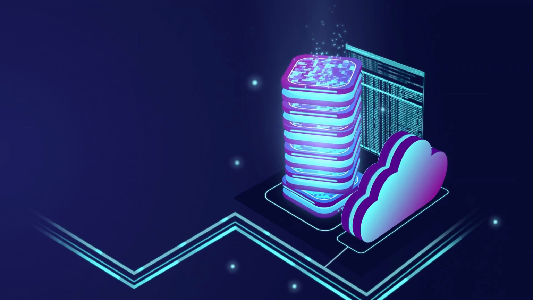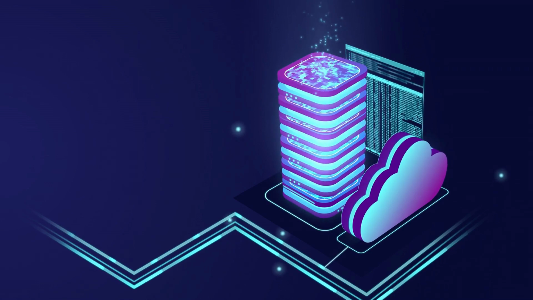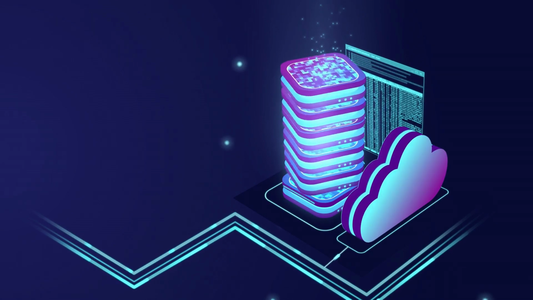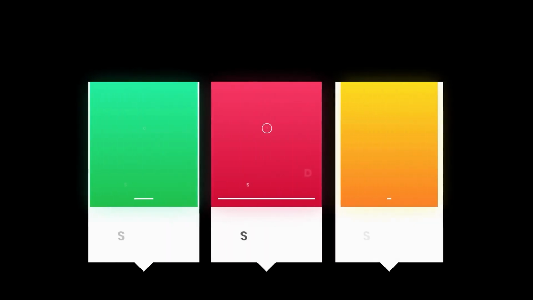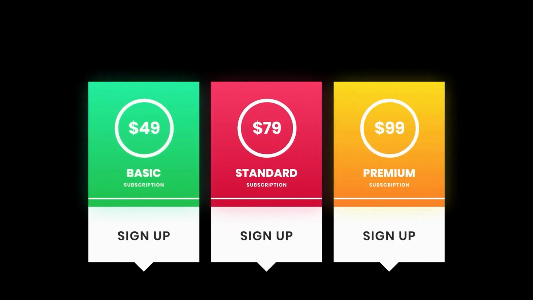This model works well for products where usage can be easily measured, such as cloud storage or email marketing. Tiered pricing is a model where customers pay different prices based on the features they need. This model works well for products with different feature sets and target customers with different needs.